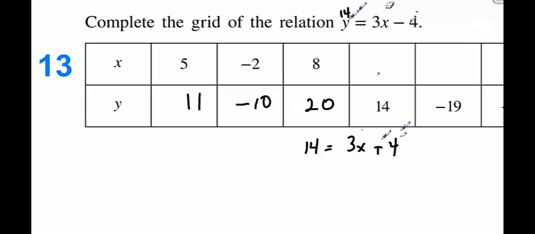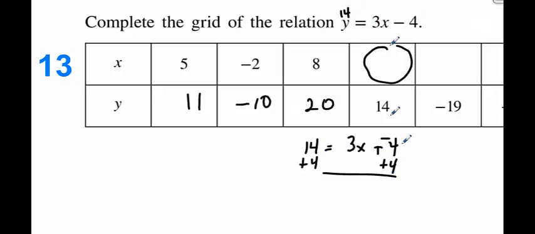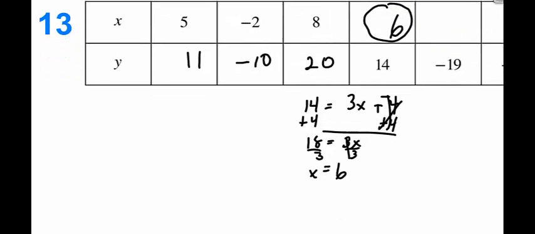Do your same change, opposite. Now we just solve for that x, because that's what we need right here. So I have to get the x by itself, so I have to get rid of the number. It's just a 2-step equation. That's 18 equals 3x. Divide by 3 on each side. So x is 6. And then you would do the same for the -19 and the -31. Okay?